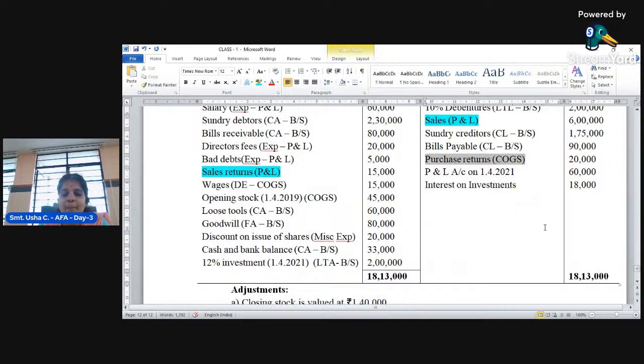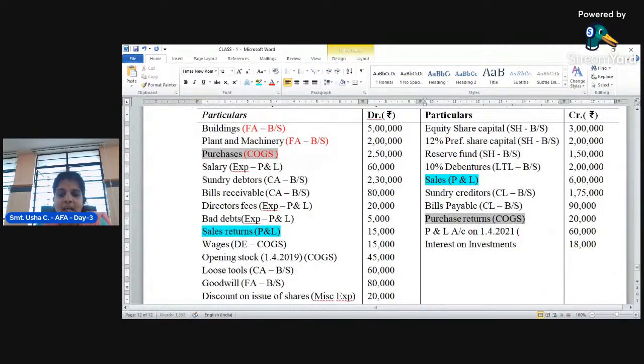Next, profit and loss account on 1/4/2021. Profit and loss account. Now again, one more question to you.